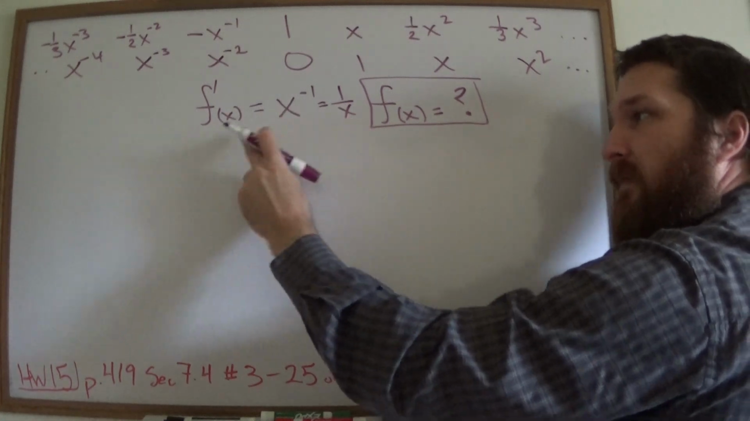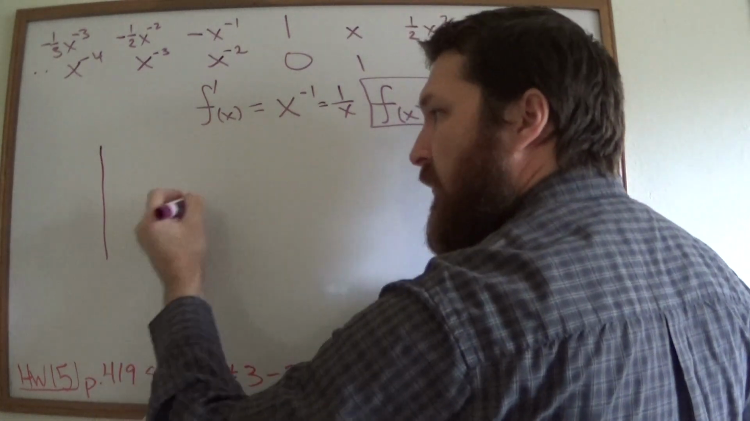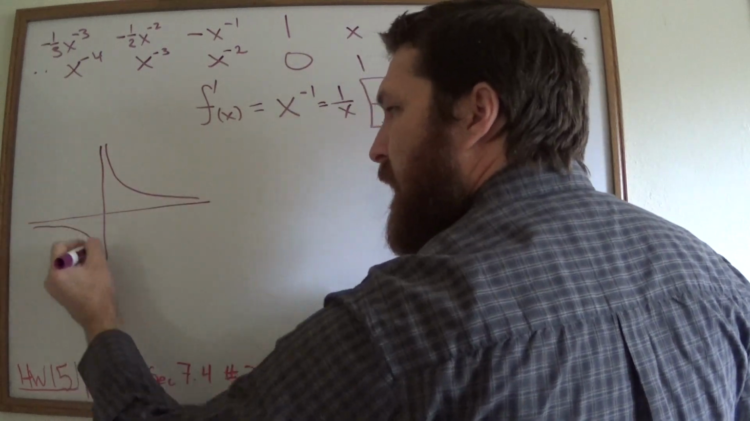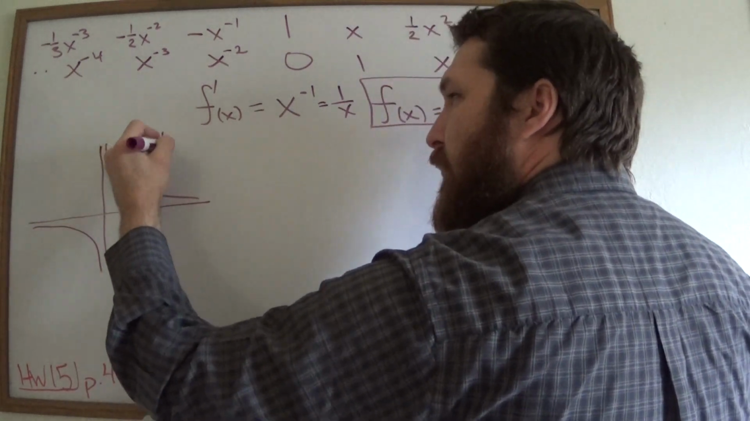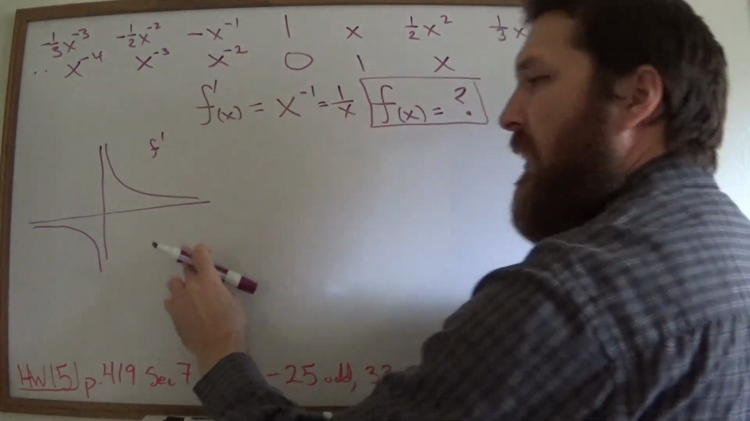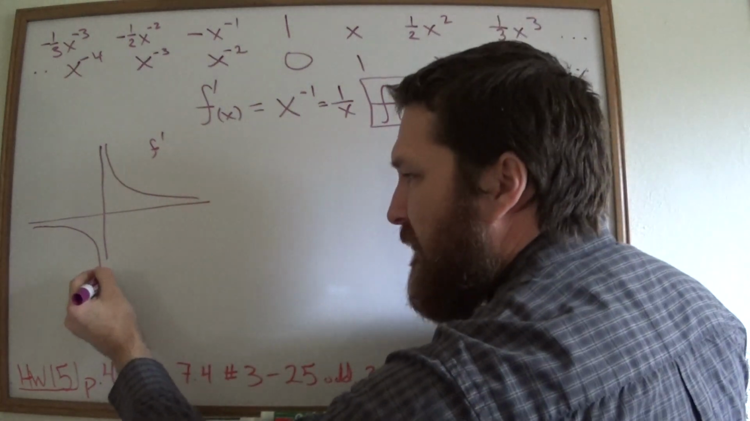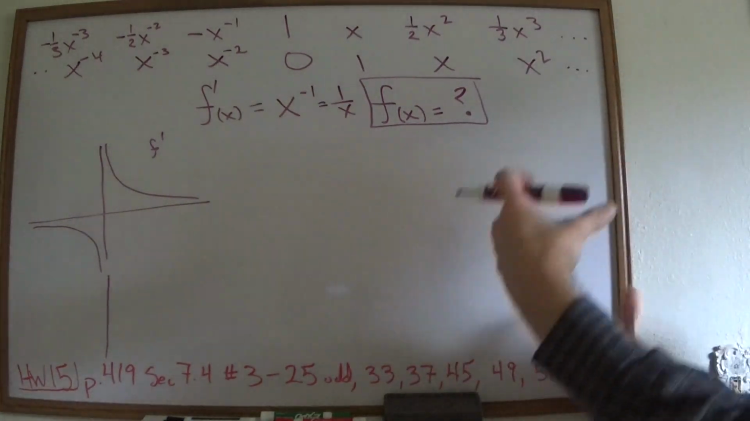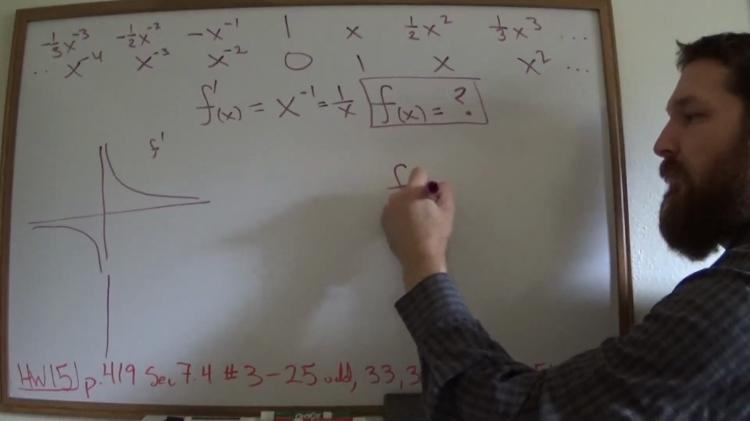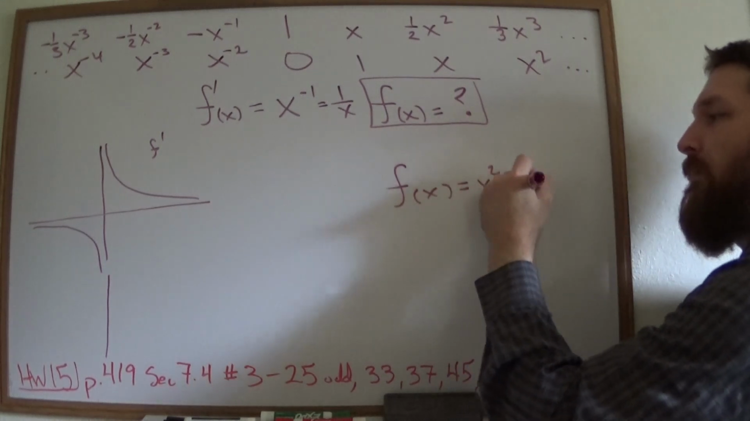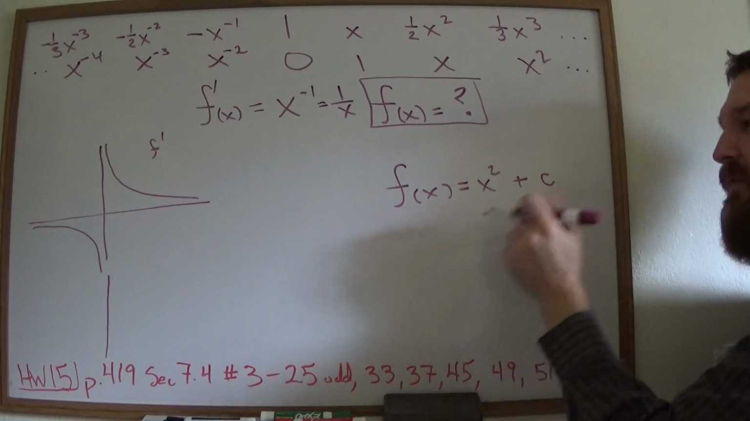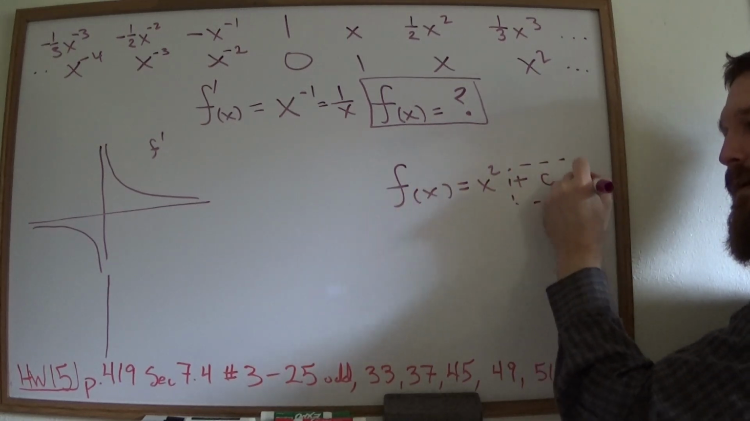If f prime of x, if its derivative is 1 over x, which is this guy, here's f prime of x. Now let's see what f would have to look like. And again, anytime you take a derivative of a function, like if we have f of x equals x squared plus any constant, when you take the derivative of it, that constant goes away, right?